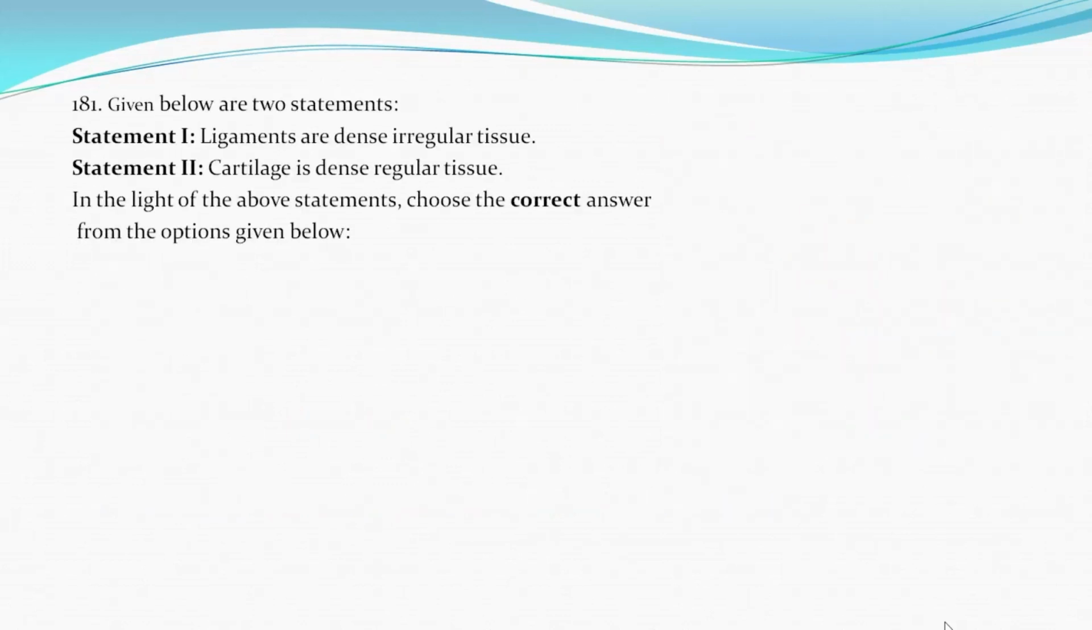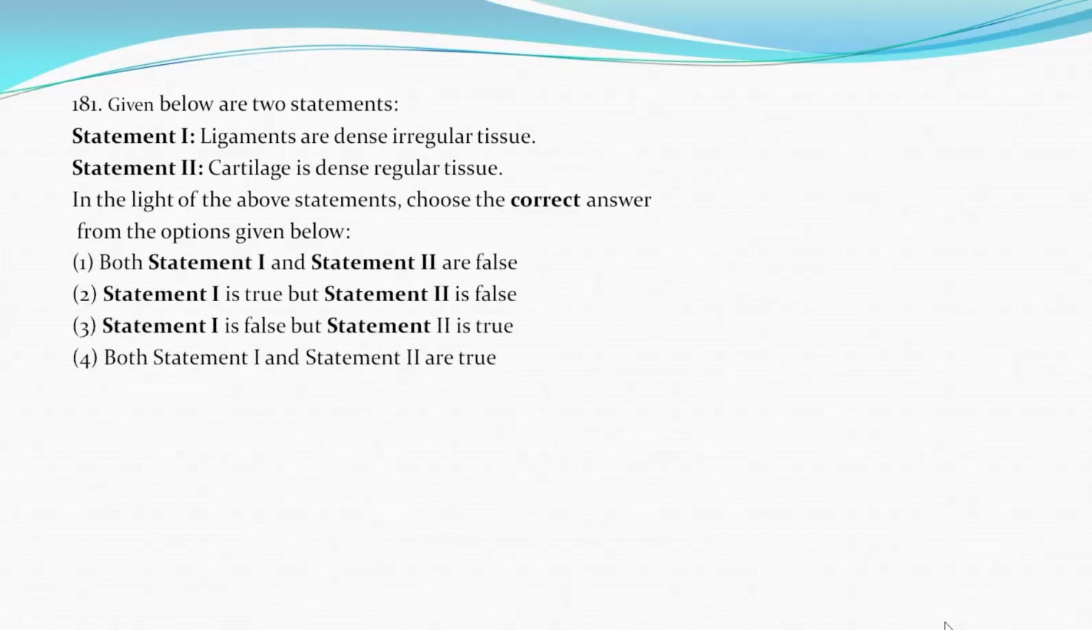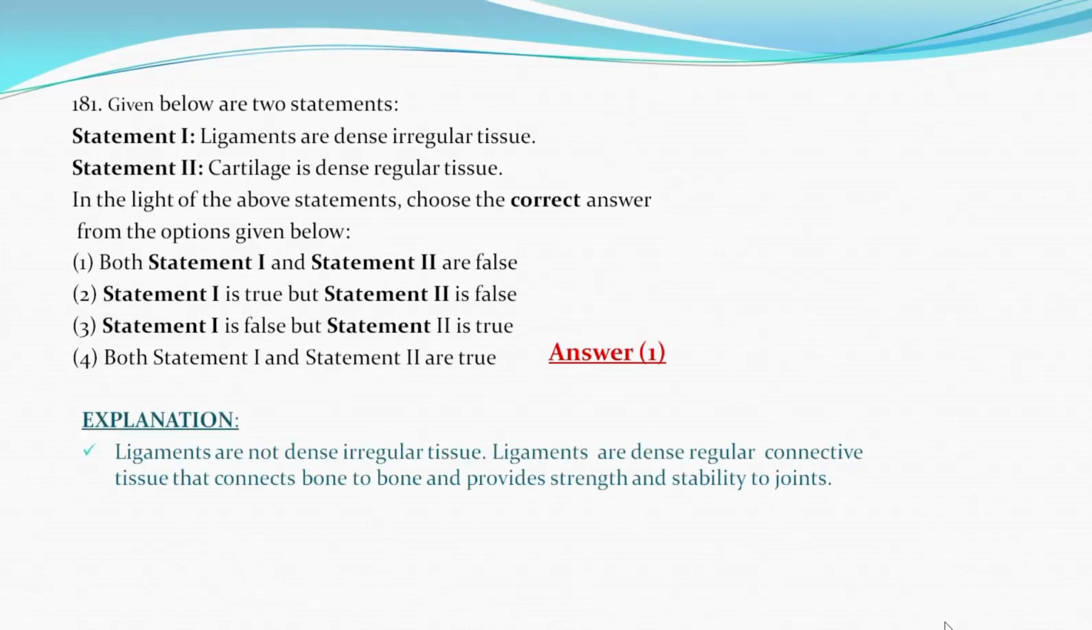Next question is, given below are two statements. Statement 1: ligaments are dense irregular tissue. Statement 2: cartilage is dense regular tissue. In the light of the above statements, choose the correct answer from the options given below. So the answer is option first.